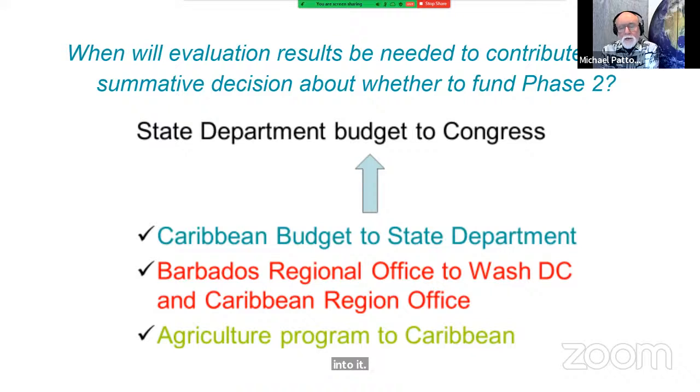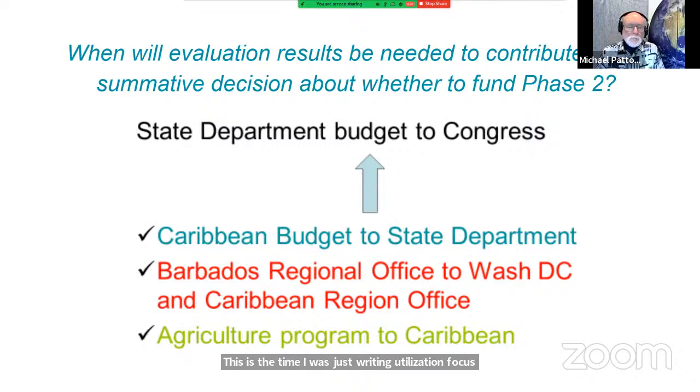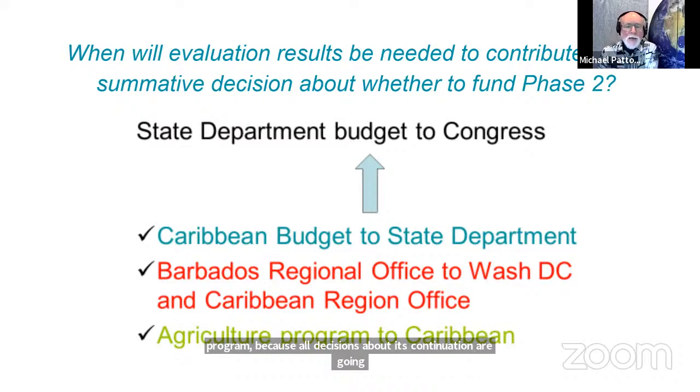And the importance of that lesson for me, this is the time I was just writing utilization-focused evaluation in the first edition, was to be sure that when we're talking about either formative or summative, that they're tied to real timelines. So for example, it's virtually always worthless from a use point of view to have the summative evaluation deadline for submission of findings at the end of a project or program, because all decisions about its continuation are going to be taken well ahead of that.